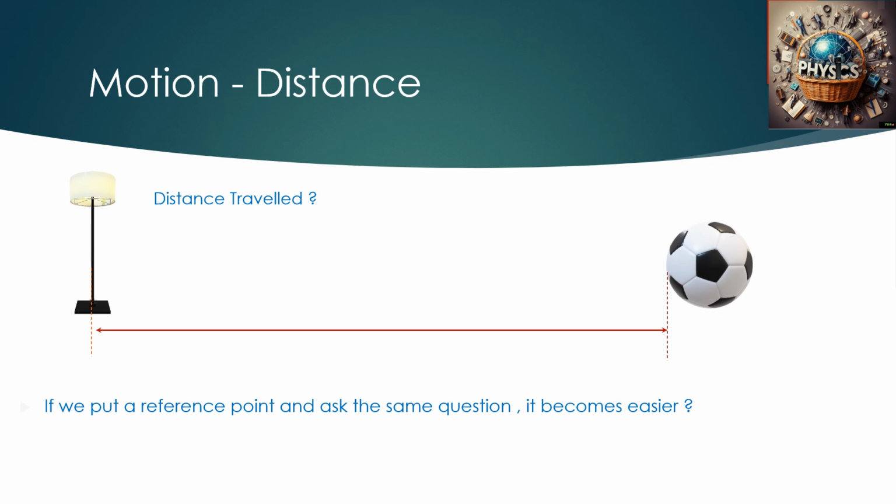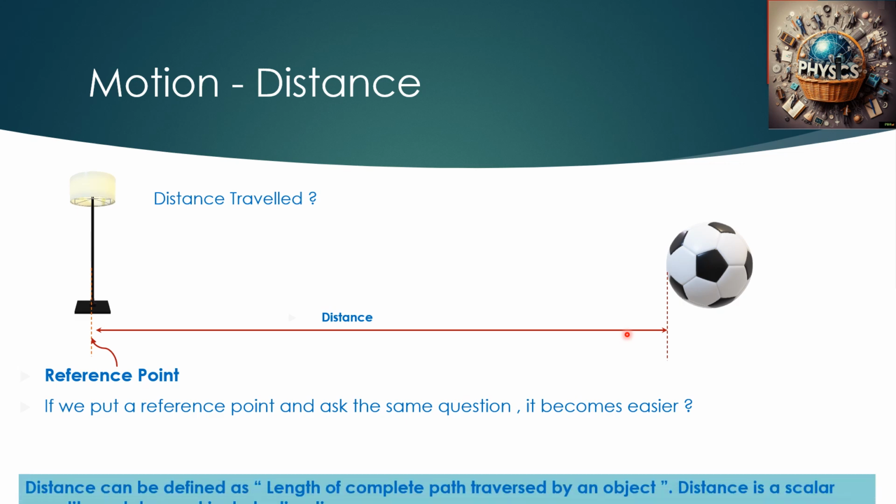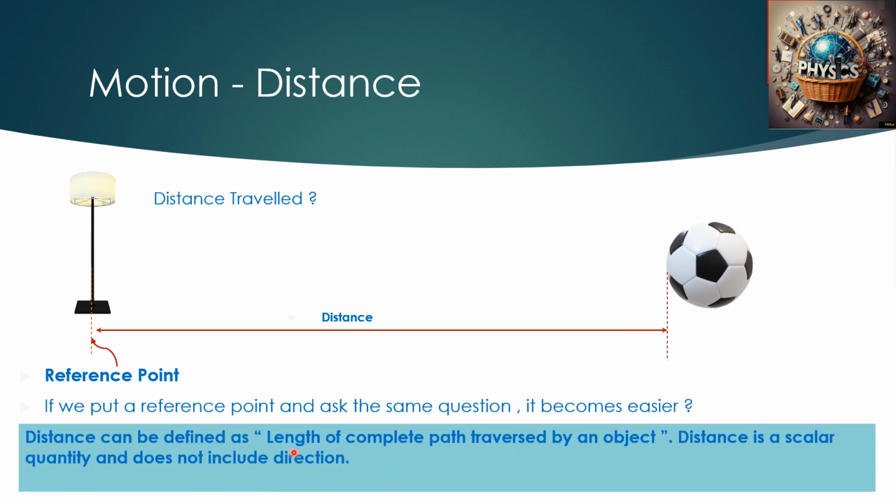So we can define distance as the total path of the trajectory that the ball has followed from the starting point till the end point. So distance can be defined as the length of the complete path. This is the path that is traversed by the object. And basically, distance is a scalar quantity. That means it has a magnitude only and it doesn't have a direction.